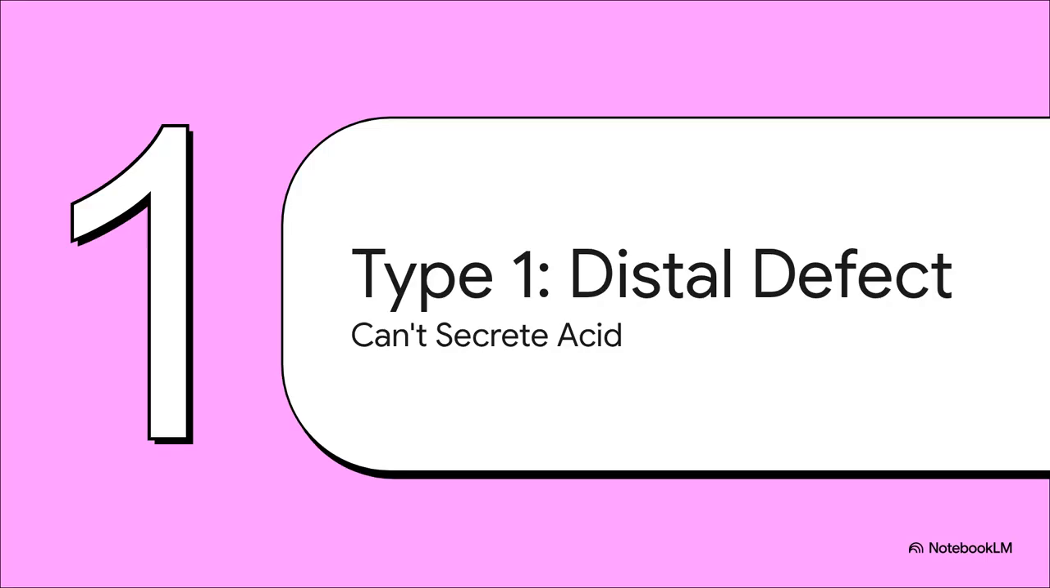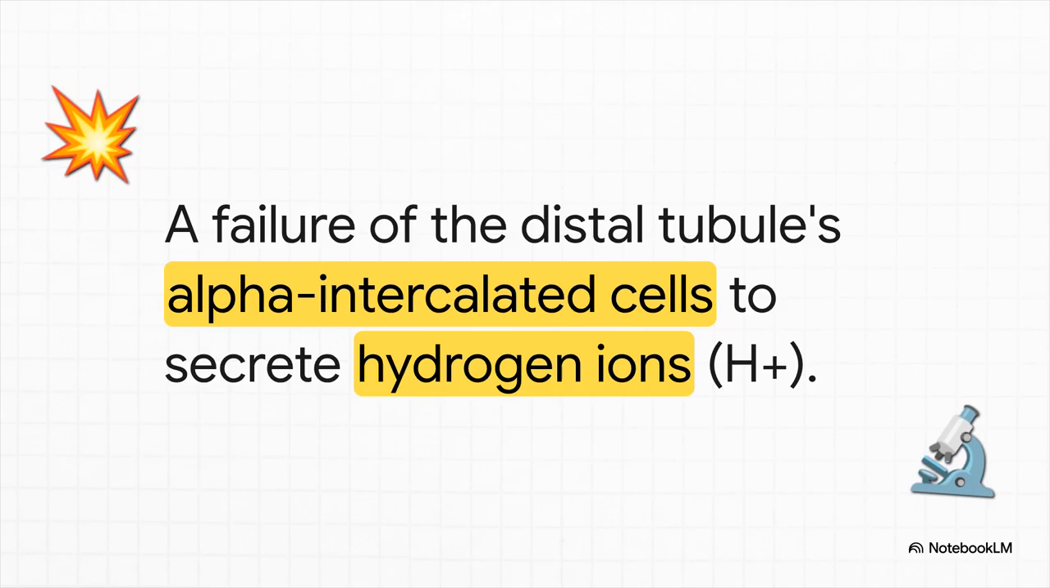First up, we've got type 1, or distal RTA. Now, the name itself gives us our first big clue. The problem is in the distal, or the far end of the kidney tubule. And the main issue? It's simple. The kidney just can't get rid of acid. So, let's dig into the nitty-gritty.